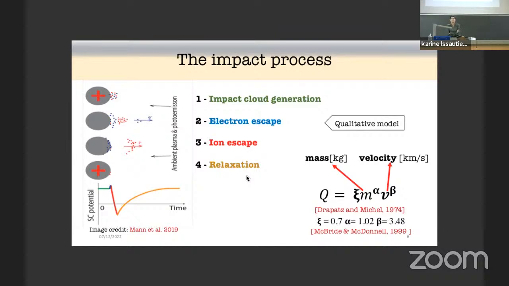Okay, and maybe a last question, because I see the formula there. This empirical formula, based on experiments, relates the charge and the mass and the speed. So it obviously depends on the material. Yes. So that has been done for the material used for STEREO, I think.